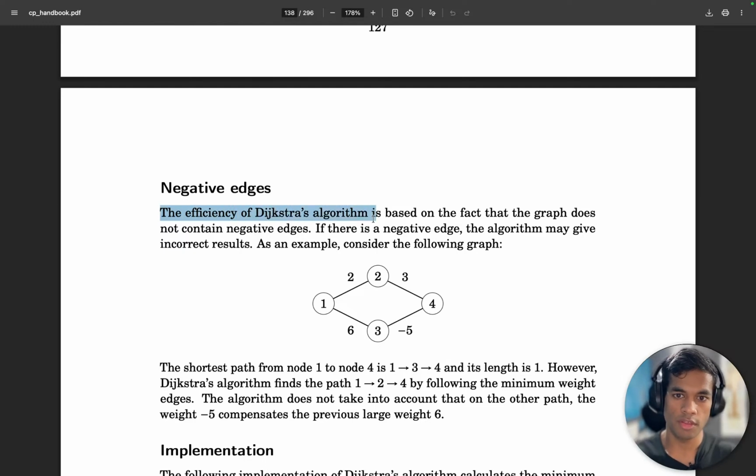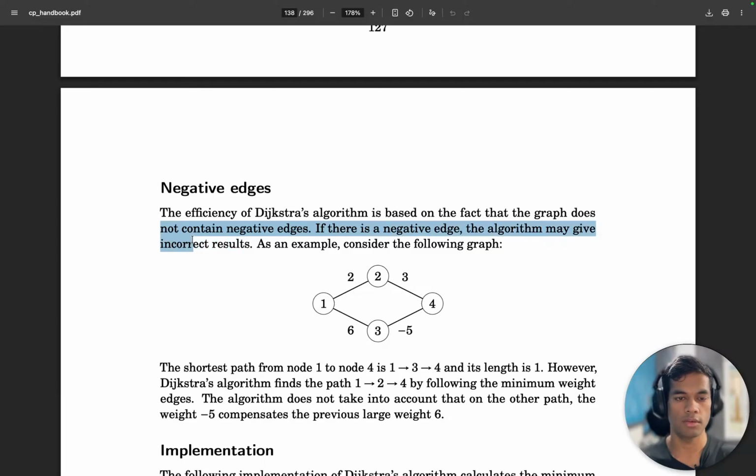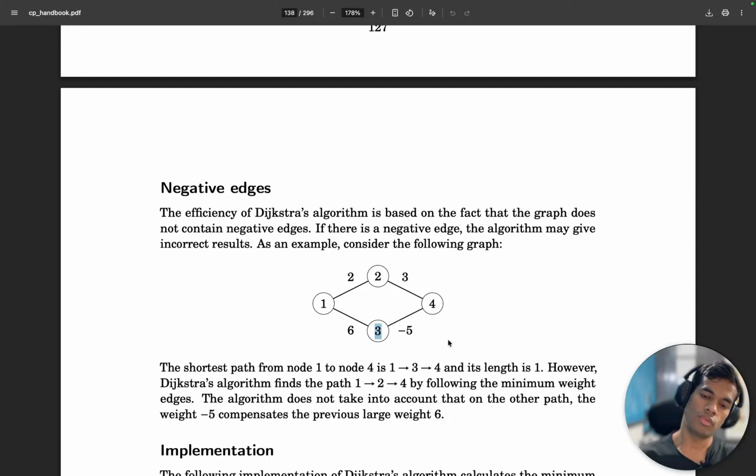The efficiency of Dijkstra's algorithm is based on the fact that the graph does not contain negative edges. If there is a negative edge, the algorithm may give incorrect results. As an example, consider this graph. We start from 1, which has a distance of 0. Then we update the distance of 2 to be 2 and the distance of 3 to be 6. Then 2 is the shortest and we update the distance of 4 to be 5, and now 4 is the shortest.